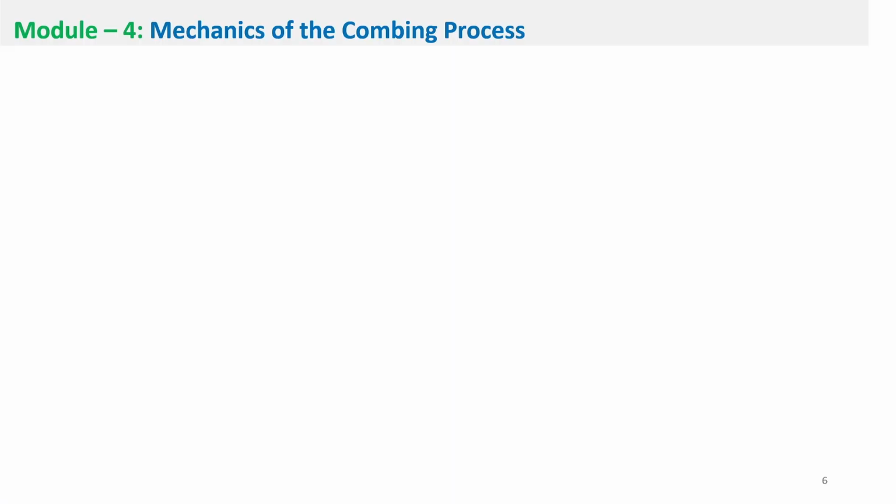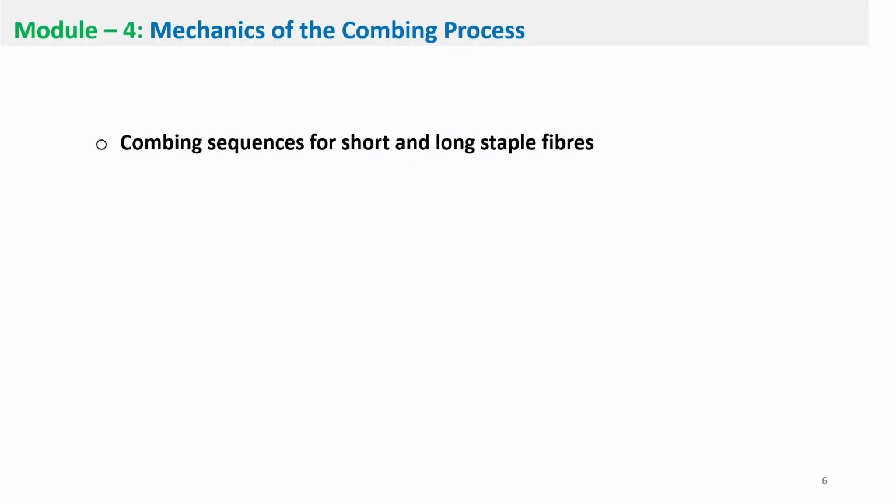Next module will be mechanics of the combing process. Combing process is also important, although it is optional, if we want to have a better, superior quality of product. Combing is important, where we remove the short fibers as per our requirement. The combing sequences for short staple and long staple fibers are entirely different, and we will try to understand why they are different.